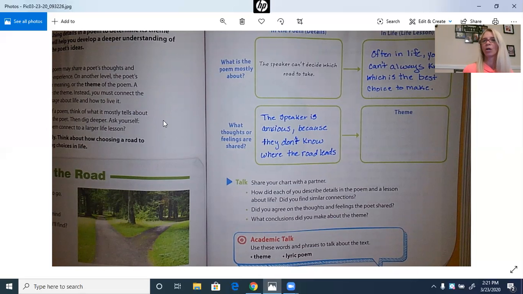Is there always one right theme? No, sometimes your theme could be close. It doesn't have to be exactly. So what would you think the theme of this little poem would be?